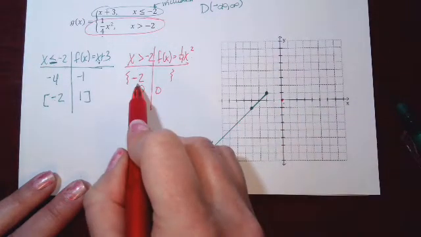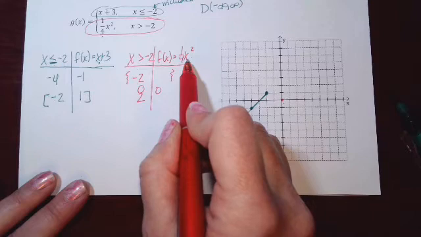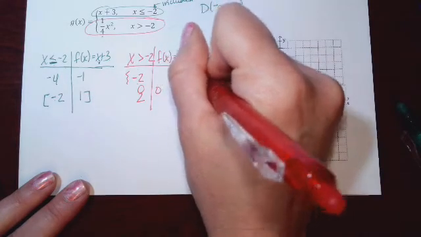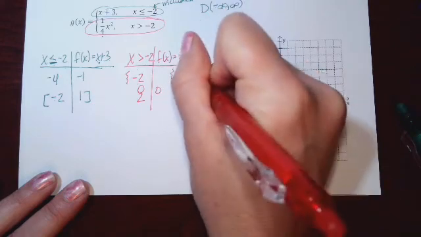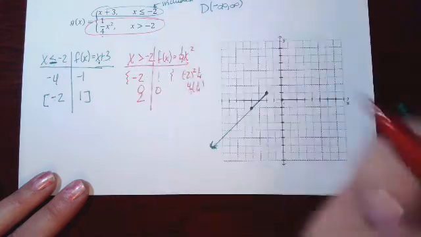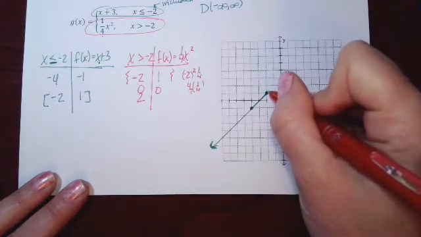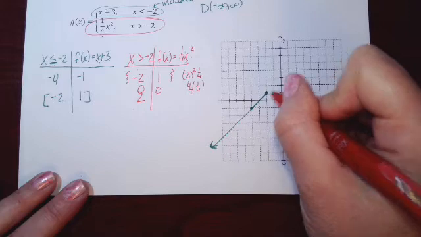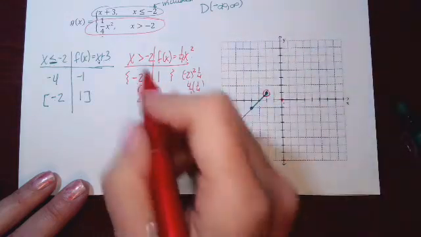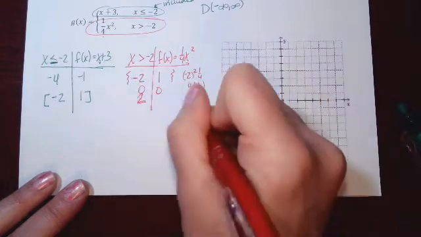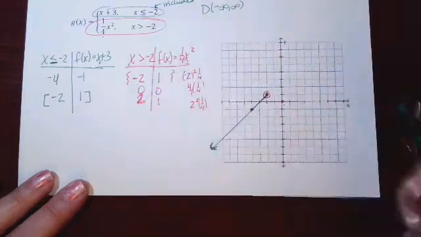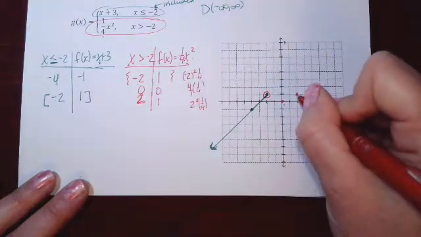What about negative 2? Negative 2 squared times 1/4. Negative 2 squared is 4, and 4 times 1/4 is just 1. So at negative 2, I'm up here at 1. Oh, look at that. That's that point already. This time it needs to be an open circle. And then if I go to positive 2, squared is also 4. And 1/4 of 4 is still 1. So at 2, I'm up here at 1.